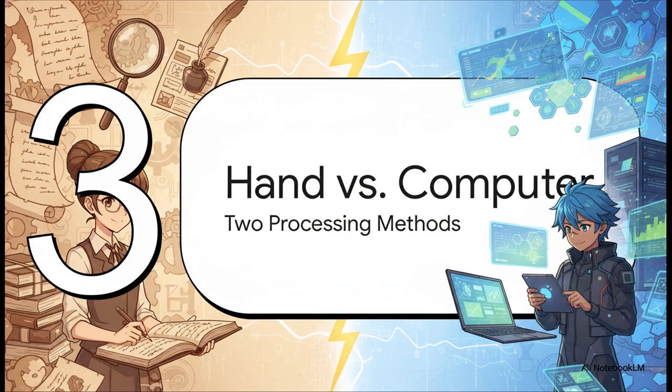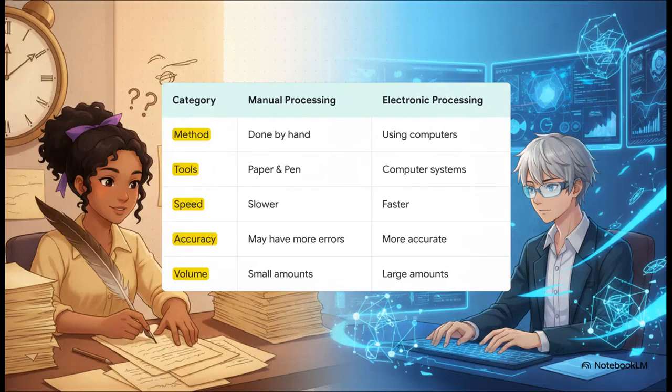All right, so we know the journey, but did you know there are basically 2 ways to take it? Let's compare the old school by hand method with how we do things now, electronically. And this chart really lays it all out. Manual processing is, well, exactly what it sounds like. You're doing it all by hand with a pen and paper. And as you can imagine, it's slow, you're way more likely to make mistakes, and it really only works if you have a tiny amount of data.